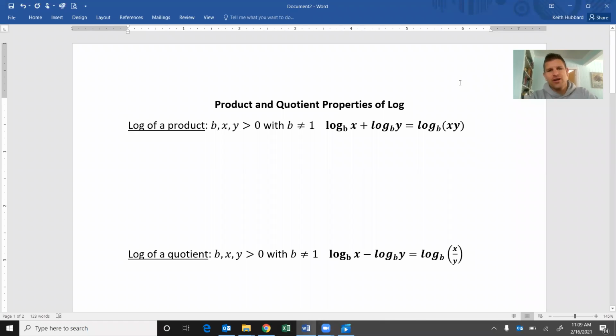Let's chat about the product and quotient rules for logarithms. Here are the rules in bold. I'm going to justify why they're true in this video, and then we'll use them a couple of different ways in a couple of other videos.